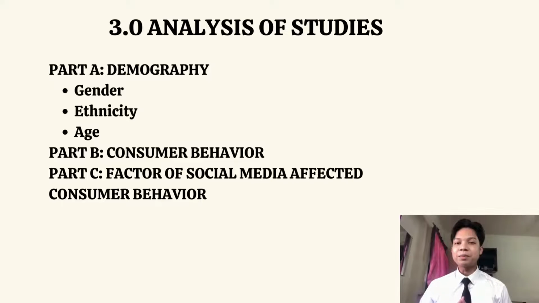Then we move to the next part, 3.0 Analysis of Studies. This topic consists of three parts, which are Part A for demography, Part B is for consumer behavior, and Part C is about the factors of social media affected consumer behavior.